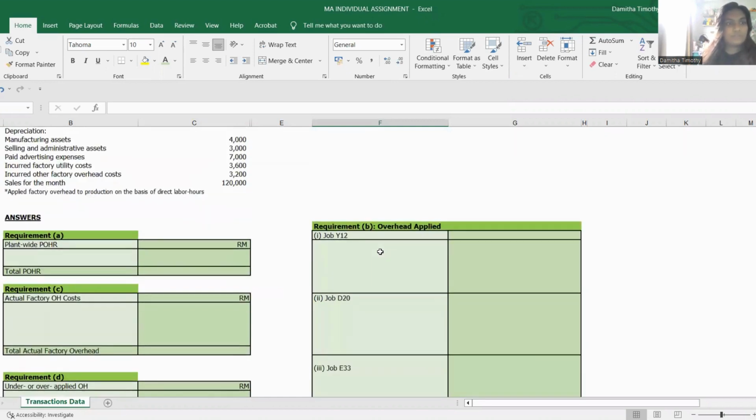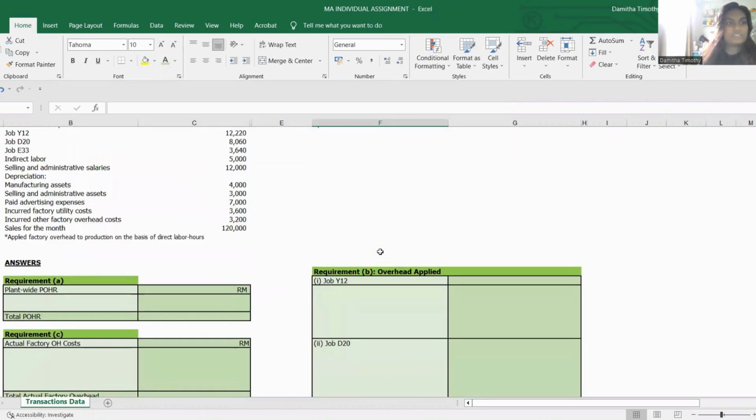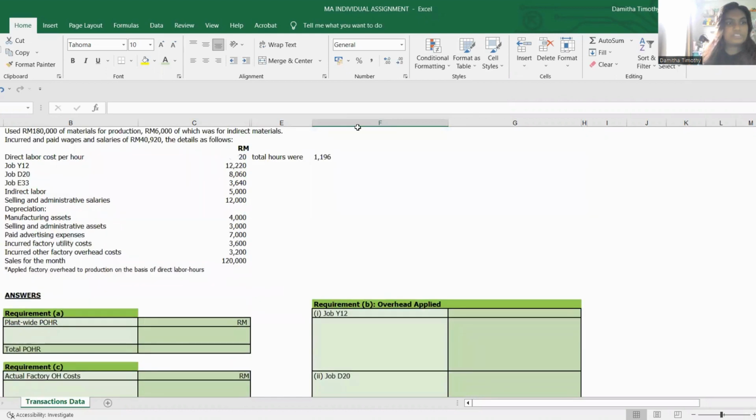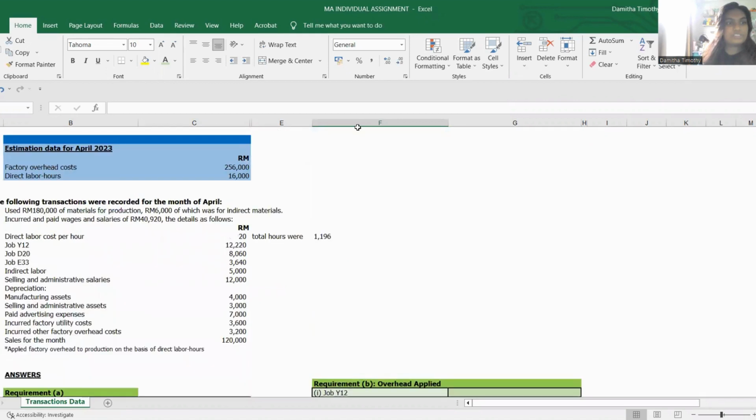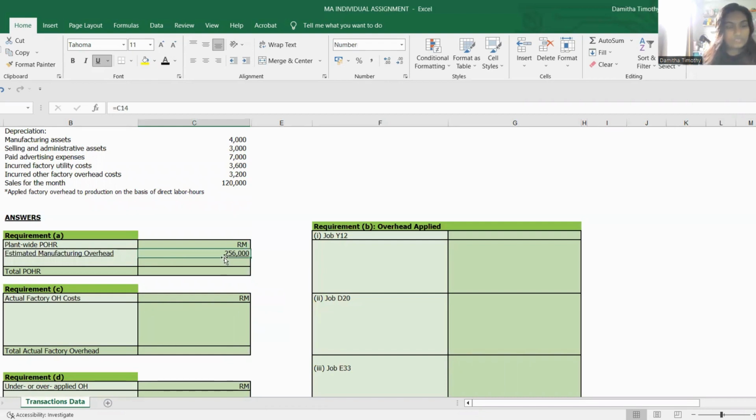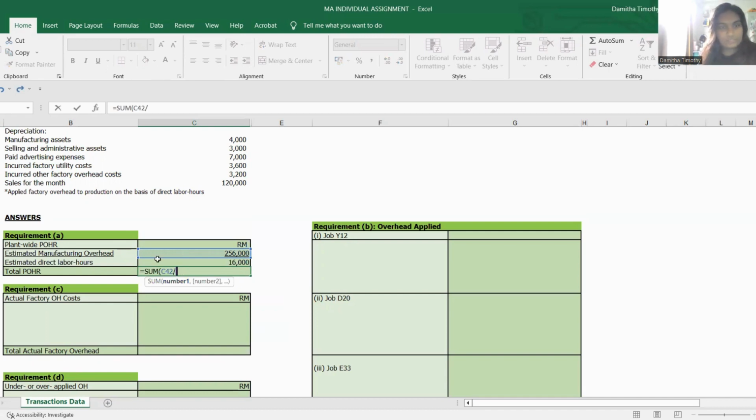We'll start with the plant-wide POHR. To find the value of plant-wide POHR, we need to know the estimated data for April 2023. So we'll start with the factory overhead cost. We will list down the estimated factory overhead here with the value 256,000 and continue with estimated direct labor hours, which is 16,000. To find the POHR, you have to divide both the values. Yes, and we will get 16 for the POHR.